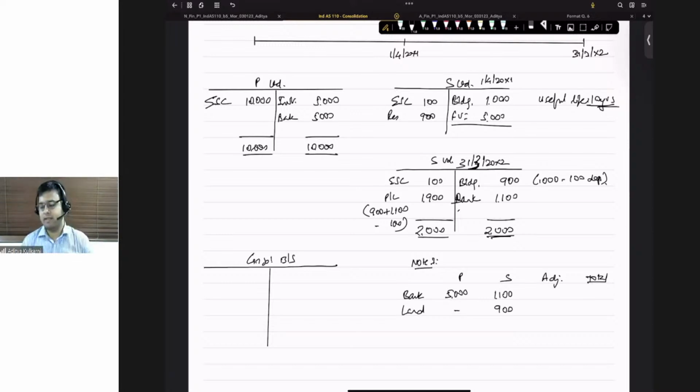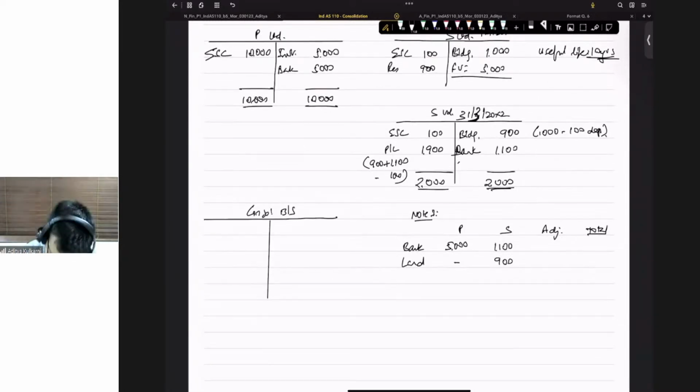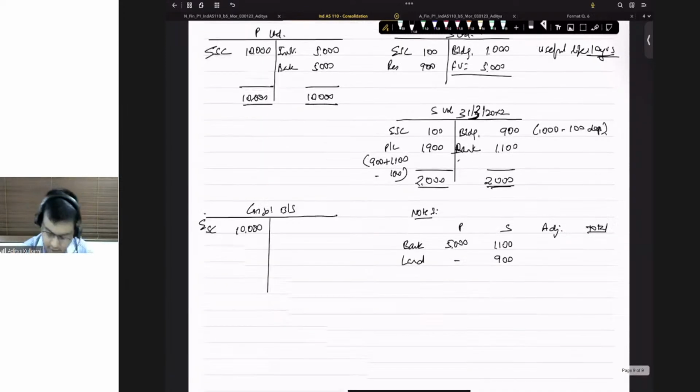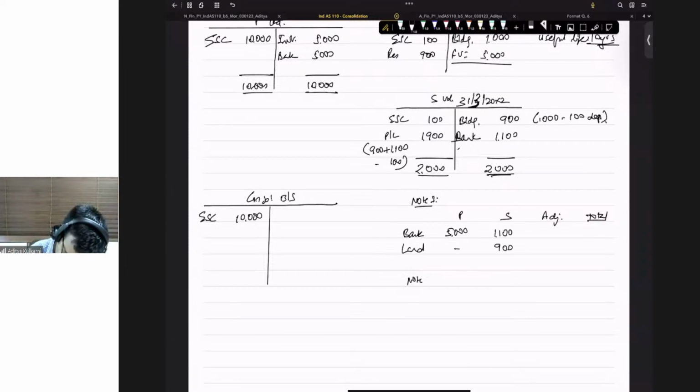This has no other asset. Okay, so this is done. Then note number 2, equity share capital of the parent only will come. So that will be P Limited, equity share capital 10,000. Then note number 3 will be consolidated other equity. So note 3, consolidated equity, other equity.